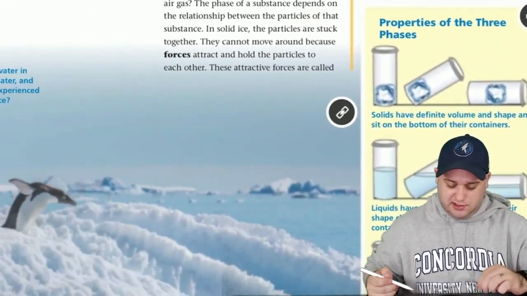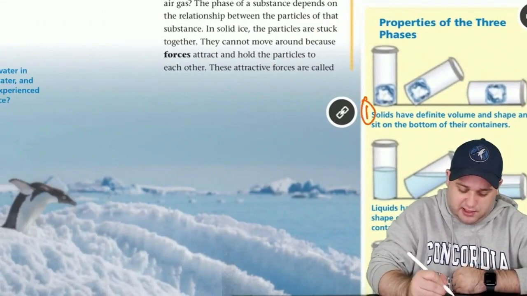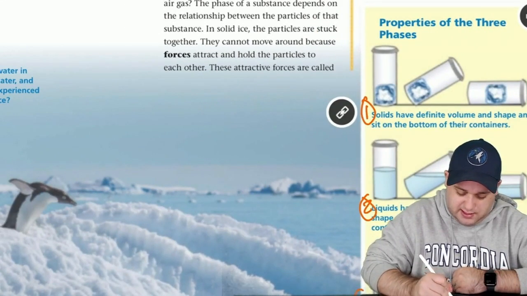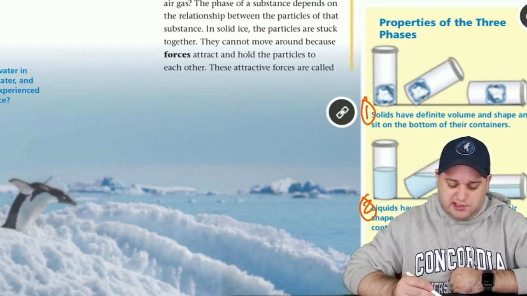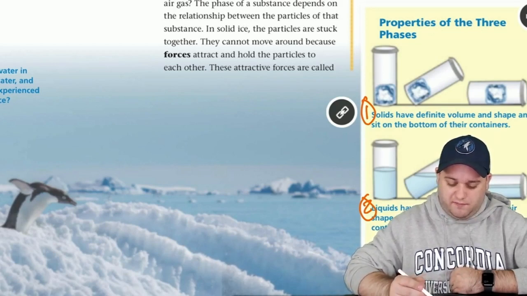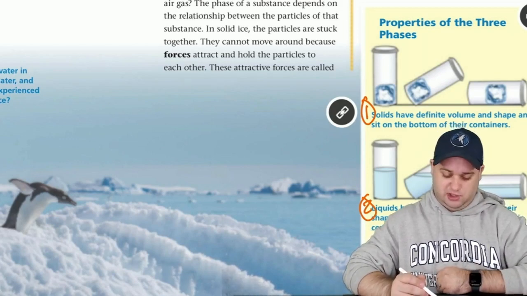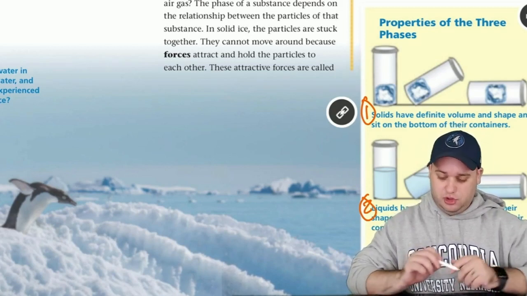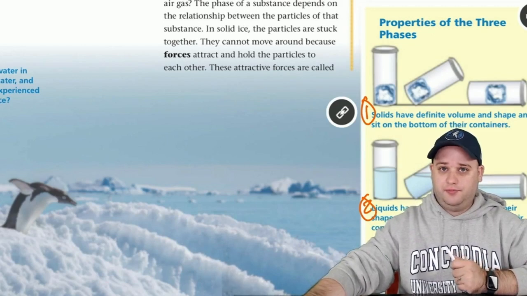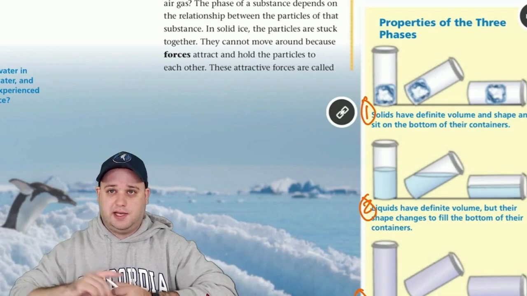So let's take a look at this. It says the properties of three phases: solids, liquids, gases. Solids have a definite volume and shape and sit at the bottom of their container. So you can see the ice here, it's at the bottom, and when the vial's tilted, you can see the ice cube starts to slide, and then when it's on its side, you can also see that the ice moves. Let me move myself over to the other side here.